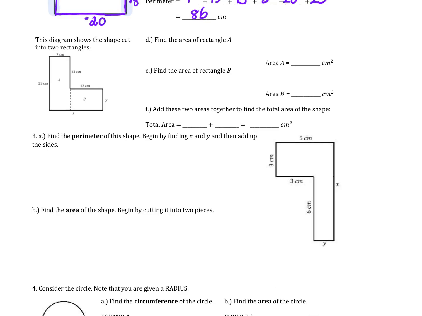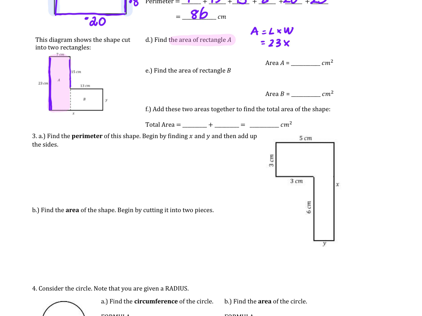Now, next we've got the same shape, but we're interested in finding its area. The way we're going to do that is we cut it up, and look, they've actually cut it for us. So that's going to be shape A. Shape A is a rectangle, and I've got to find the area of that. How do I find the area of a rectangle? Area equals length times width. Now, what's its length? Its length is all the way down there. It's not this bit here, it's the all the way down one. That's going to be 23.